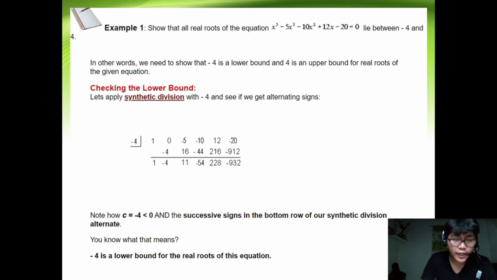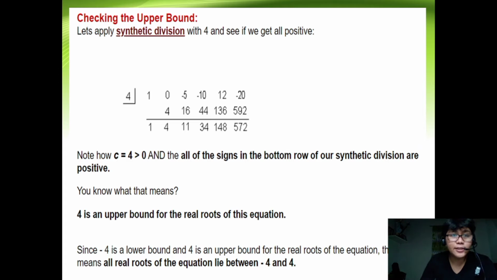So here, it gives an example of negative 4, meaning it's the lower bound for the real roots of this equation. Let's apply the synthetic division. Upper bound is the other way around, but the only difference is that the bottom row of the synthetic division here is all positive. So you know what that means? 4 is an upper bound for the real roots of this equation. Since negative 4 is a lower bound and 4 is an upper bound for the real roots of the equation.